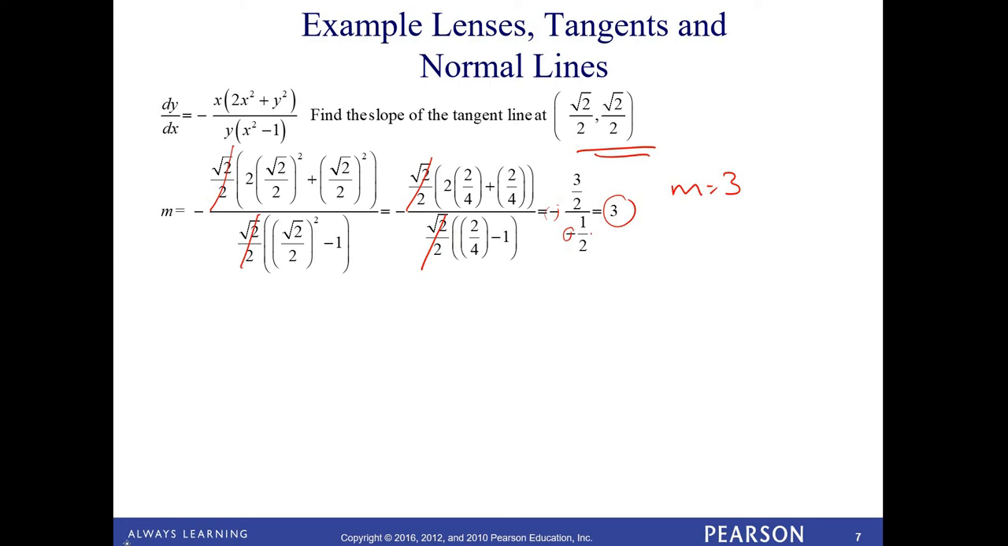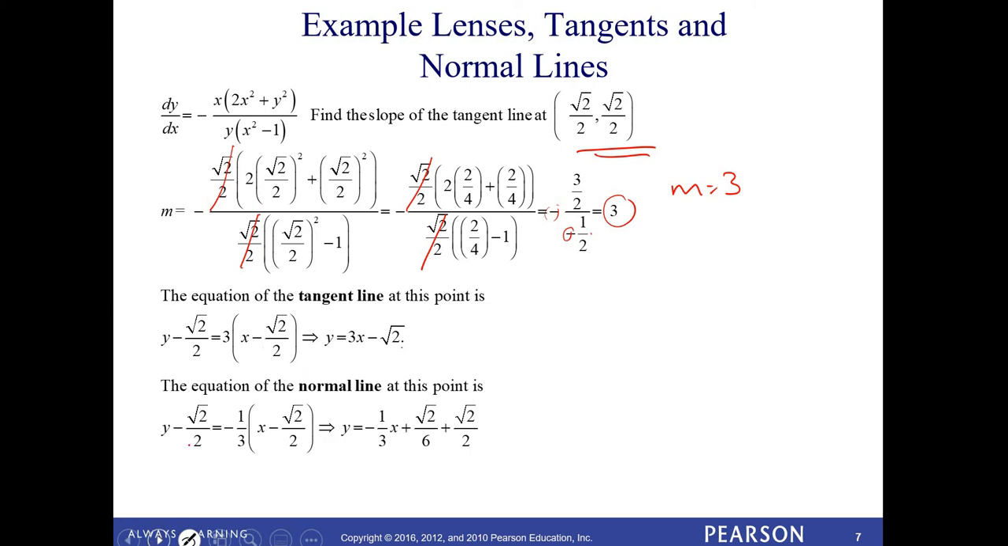My point is root 2 over 2, and now I want to write an equation. Tangent line, y minus y1 equals m times x minus x1. They then simplified. The normal line, instead of using 3 for my slope, I'm going to use negative 1/3. Same thing using the point root 2 over 2. All right, there's quite a bit here. We are going to do some more practice before I let you loose on problems. And then they cleaned it up even further, sorry.